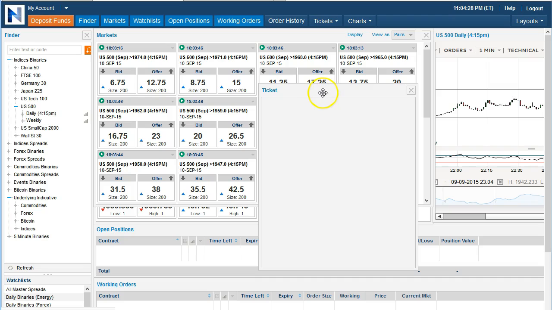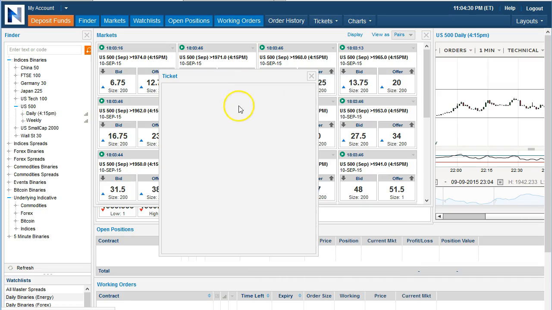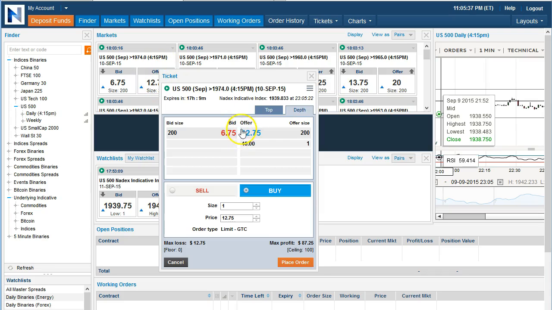Well, if I click on it, it's going to pull up a ticket. With this ticket, it's going to give us a bid and offer. So let's say I want to buy this. I would click that. Size is one contract. I could do as many contracts as I want. And then it's at $12.75. If we look down here, my max loss is $12.75. My max profit is $87.25.